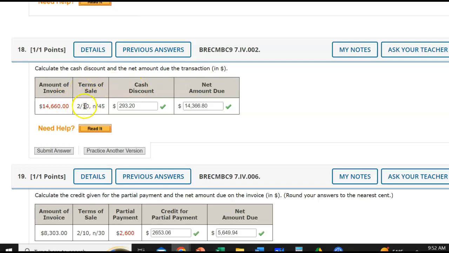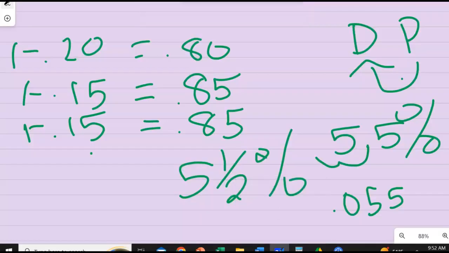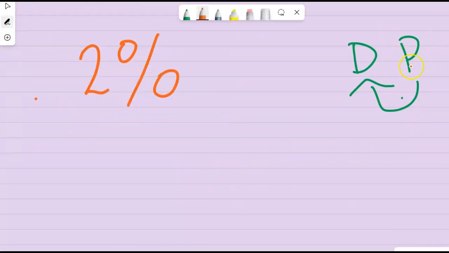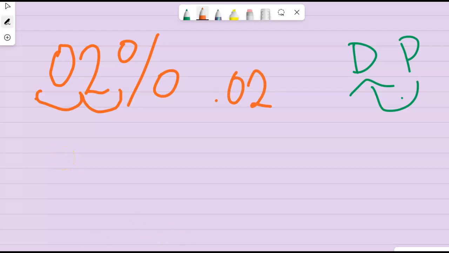But the 2 is 2% discount if paid within 10 days. But the net amount is due in 45 days. So the way we calculate the cash discount is to take the 2 and change it to a percent. As we were discussing in previous videos, what you're going to do is change the percent to a decimal. So we're going to move the decimal 2 places to the left. So 1, 2, so 0.02 would be our decimal. So that is the discount that we're taking.